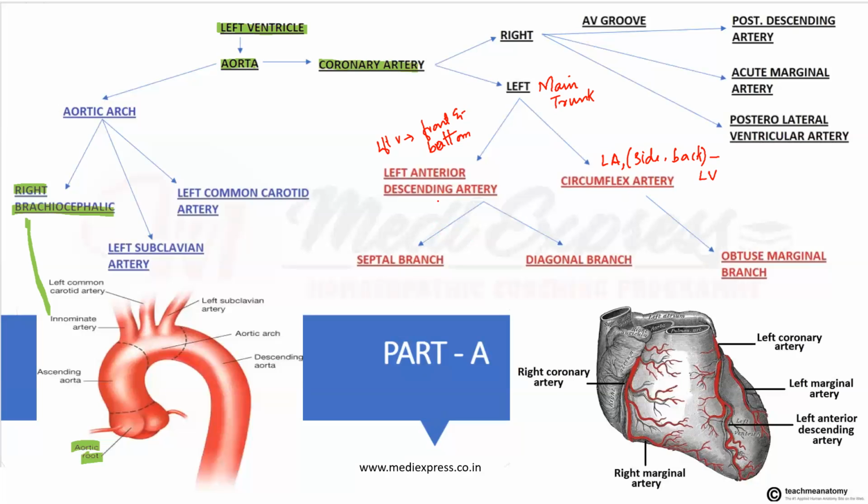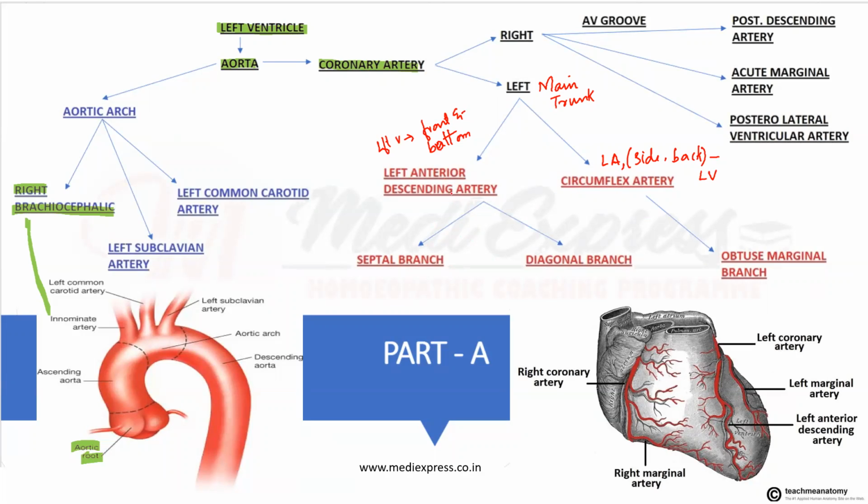Now, coming to the left anterior descending artery, it again divides into two. There is a septal branch and it gives rise to a diagonal branch also. Whereas the circumflex artery gives rise to an obtuse marginal branch. Okay, the main thing over here, coronary artery divided into two. Left coronary artery again gives two branches.